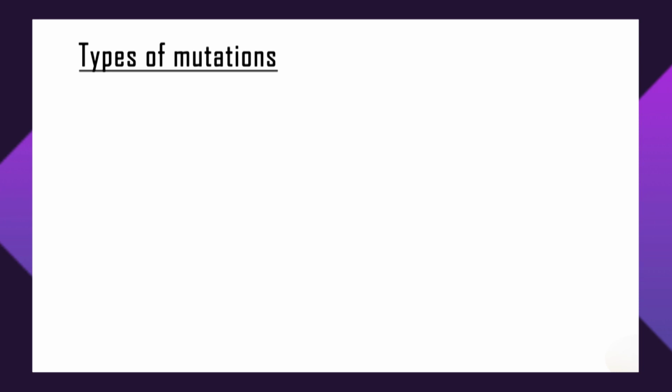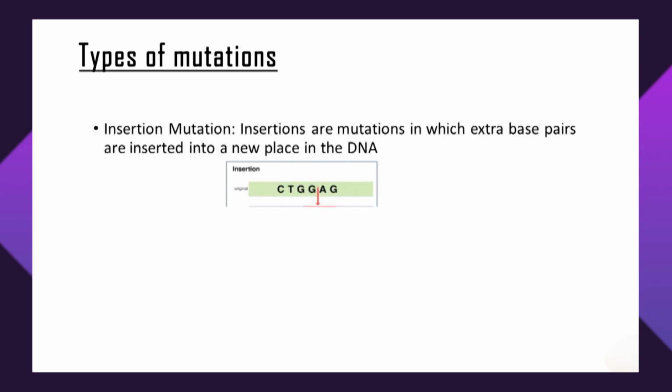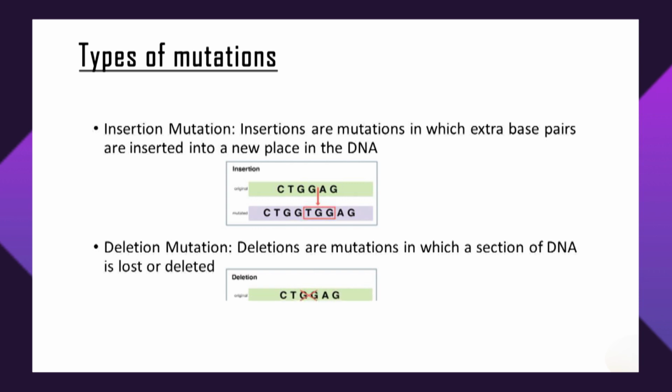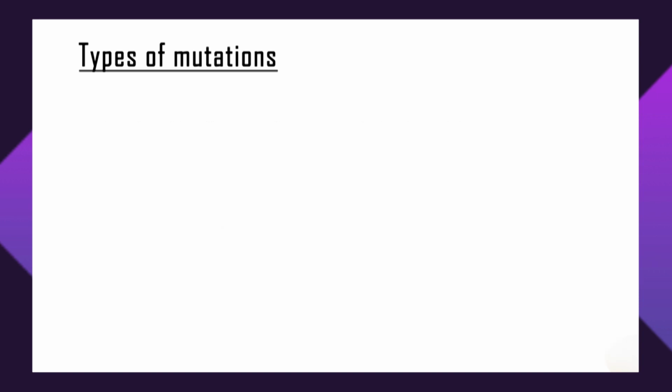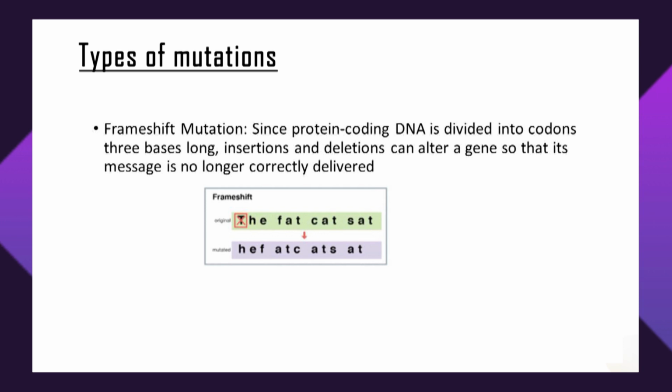Next is insertion mutation. Insertions are mutations in which extra base pairs are inserted into a new place in the DNA, and in deletion mutation, deletions are mutations in which a section of DNA is lost or deleted. Next one is frame shift mutation. Since protein coding DNA is divided into codons of 3 bases, long insertions and deletions can alter a gene so that its message is no longer correctly delivered. These changes are called frame shift.